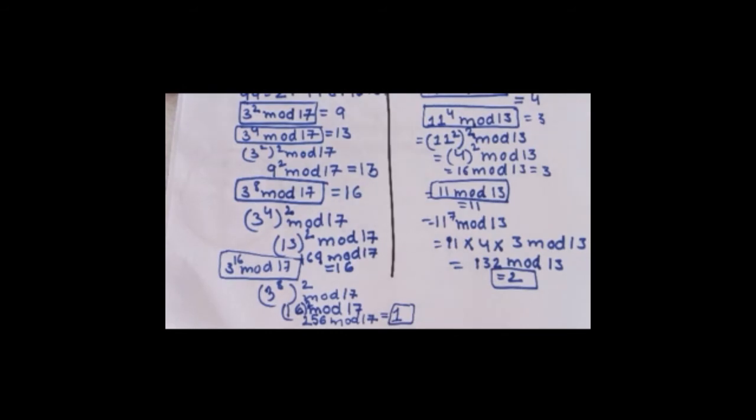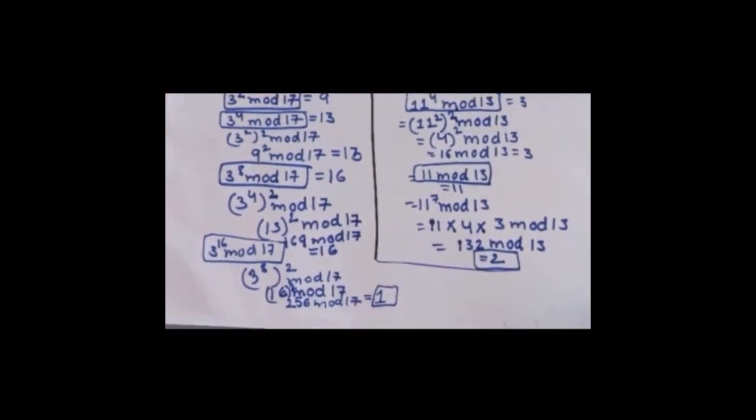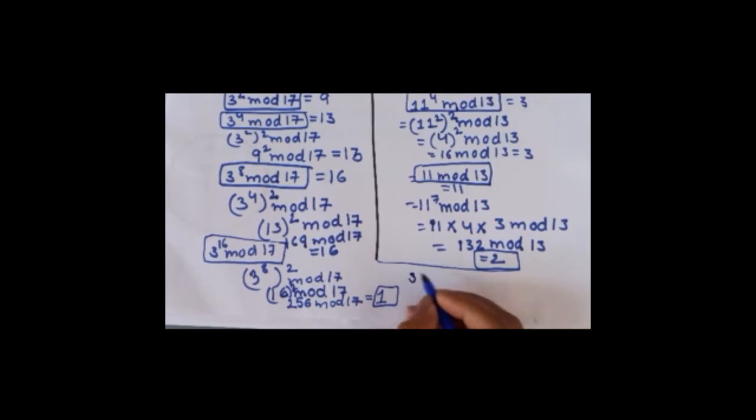Now, the moment you get remainder 1, this makes your work very easy, very fluent. Once you get remainder 1, there is nothing more to worry about. Now I'll be doing the rest of my question here. So what are we left with? We're left with finding 3 to the power 64 mod 17. This is what we are left with.